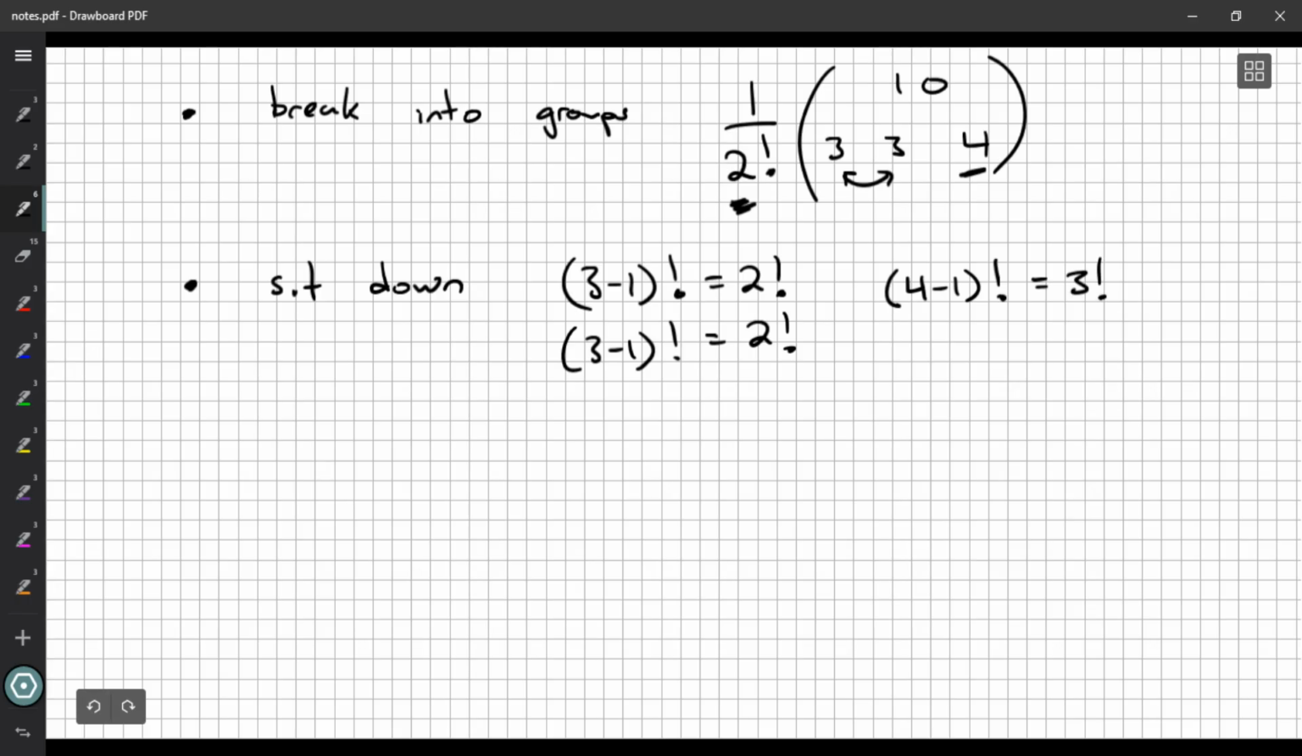So that's 3 factorial. And since this has been a series of choices, we can multiply it all together to get our final answer. So 1 over 2 factorial, 10 choose 3, choose 3, choose 4, times 2 factorial, times 2 factorial, times 3 factorial. So the number of ways to split them up and have them sit at different tables.